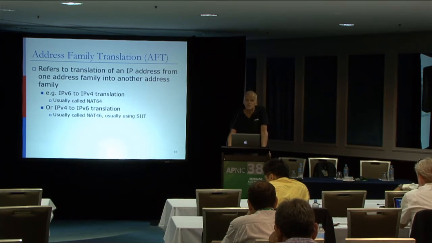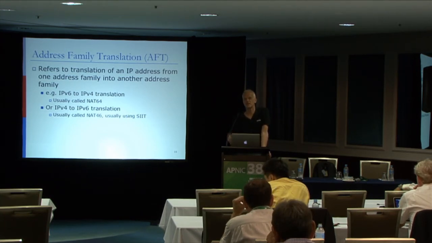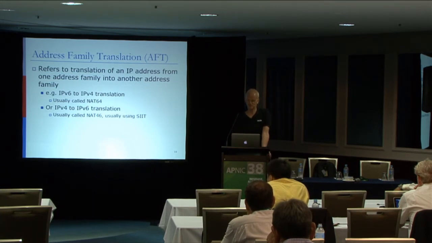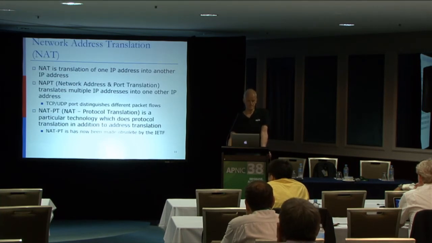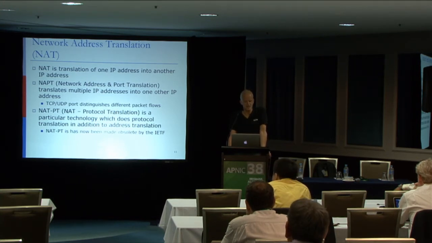Yeah, those are the typical ones that we're aware of today. There could be other address families as well, other versions of IP as well, but that's address family translation, changing between the different protocol types. This is one that we all know, NAT, network address translation. And to be pedantic, NAT is the translation of one IP address into another IP address, right?